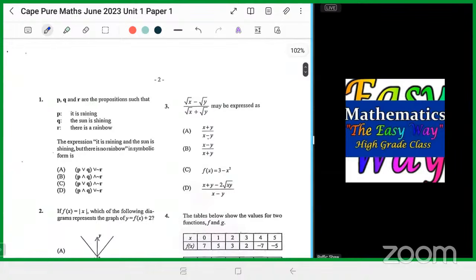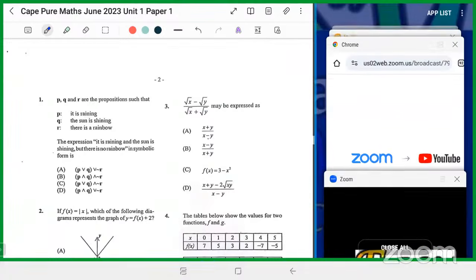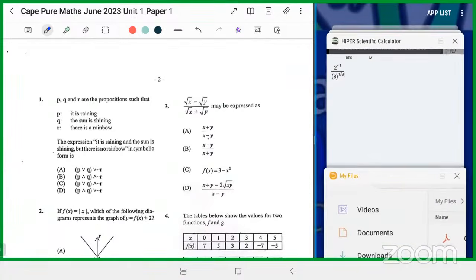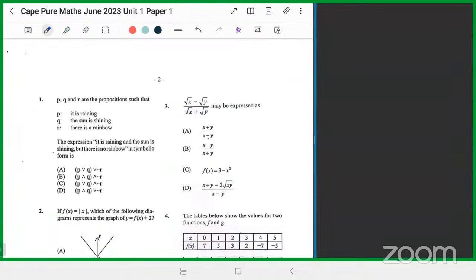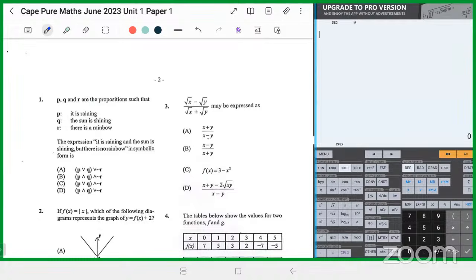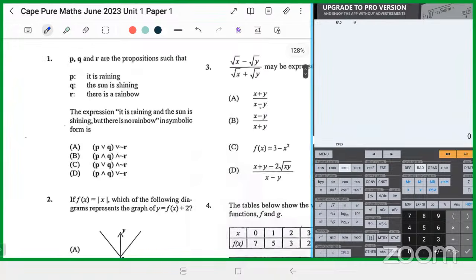Let me get the calculator up here. There it is. Make sure it is in radians. Yes, it is. No, it's not in radians. All right, let's do this as quickly as possible.